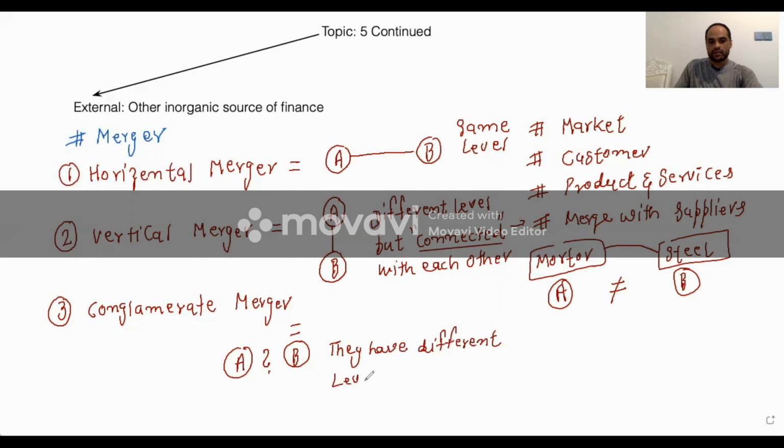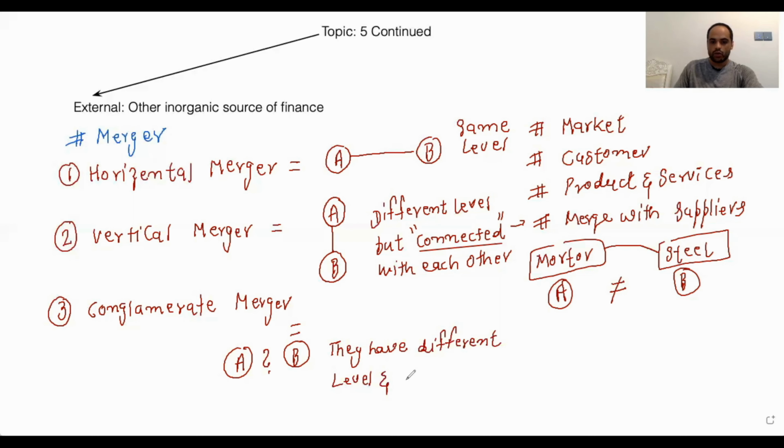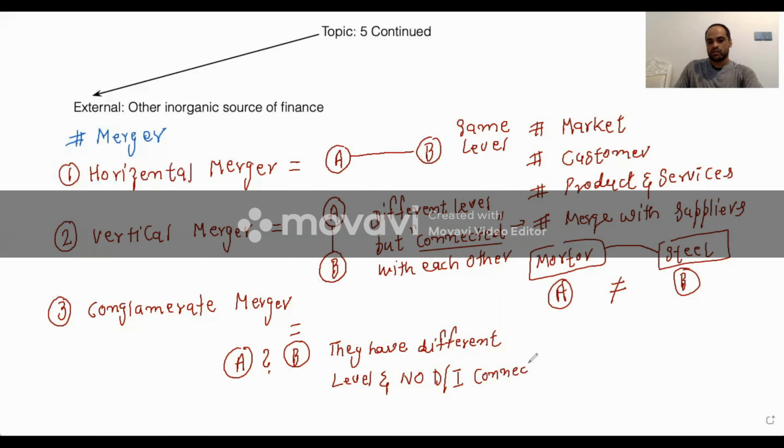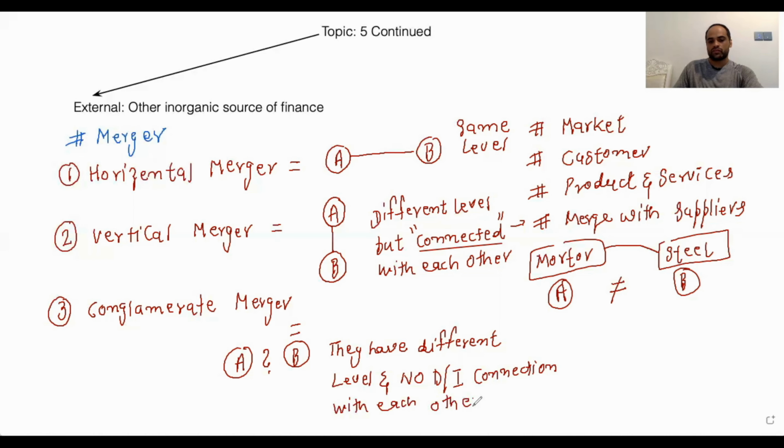Different level means they have no relations at all. They are not connected with each other in any manner. They have different levels and no direct or indirect connection with each other. That's called conglomerate.